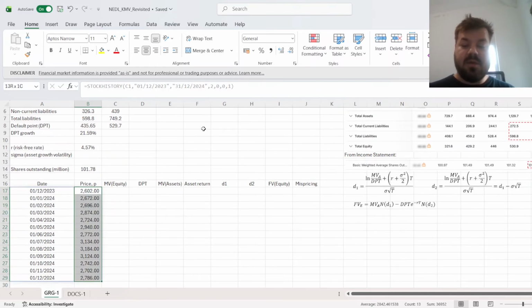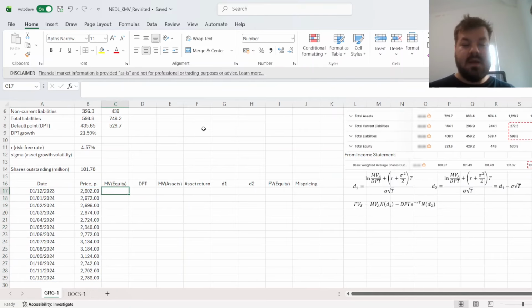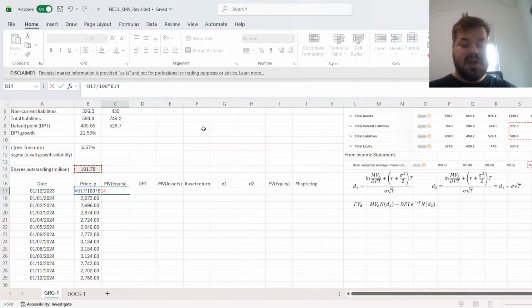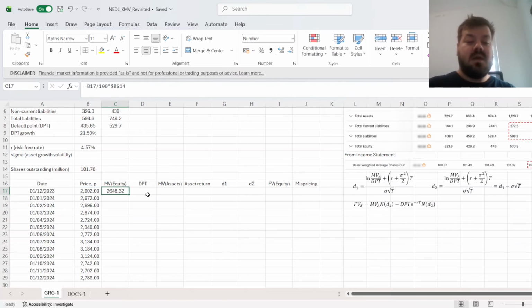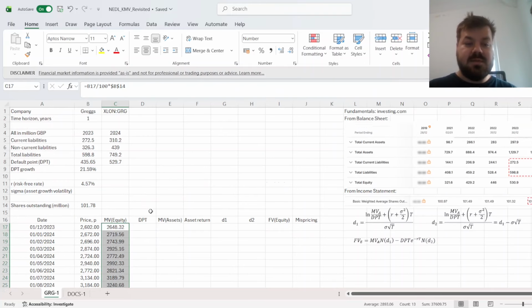We can see that we've got 13 prices. That's correct, because we've got December 2023 and 12 months of 2024 here. In terms of market value of equity, that's where this adjustment needs to be performed, because the price is in pence. We divide it by 100, that's the price in pounds, and times millions of shares outstanding. That allows us to estimate market value of equity in million pounds to make it comparable with our default point.